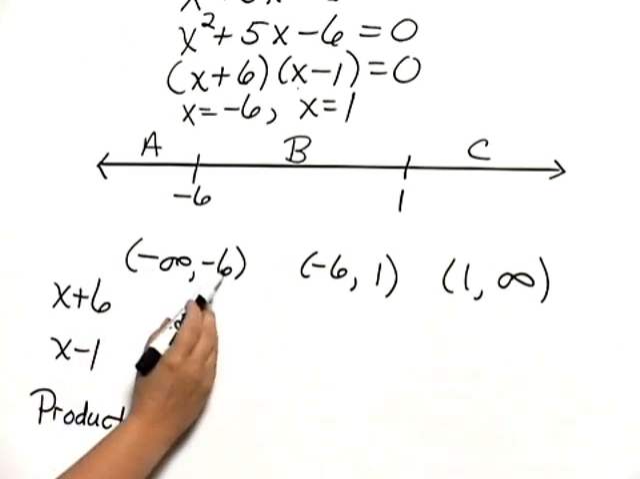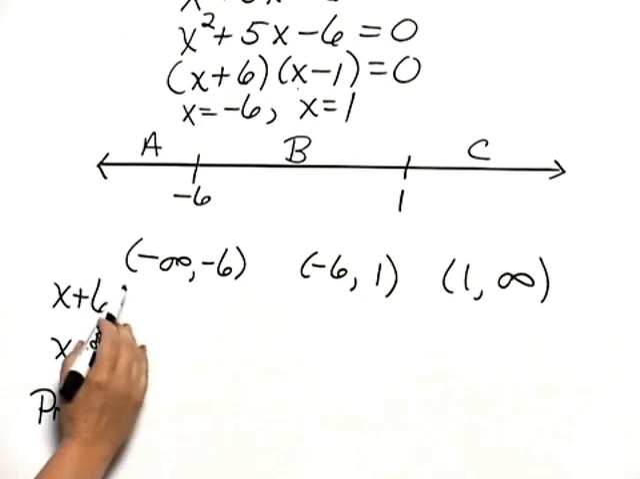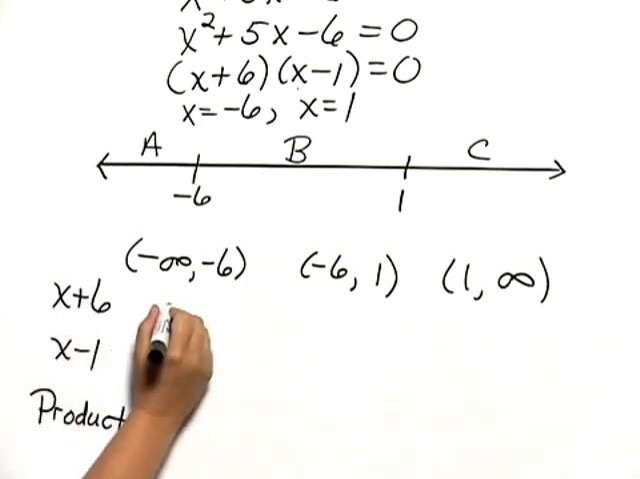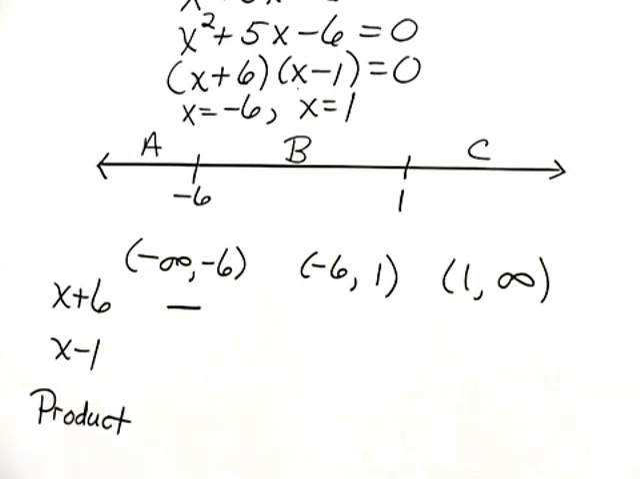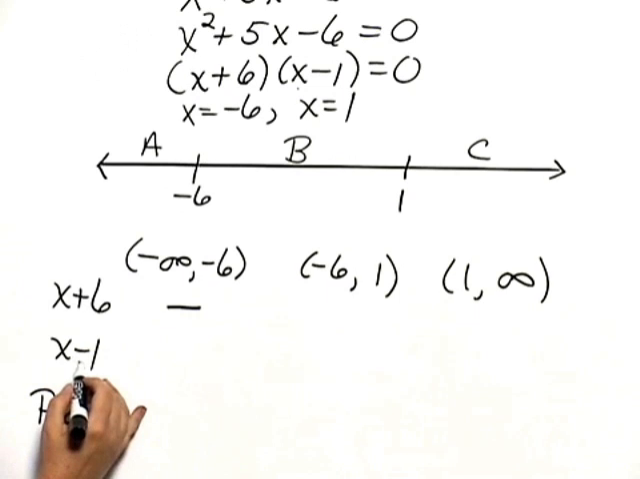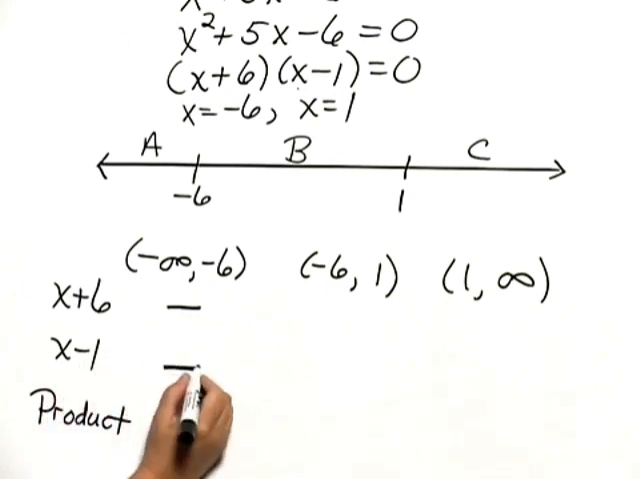In here, we have x less than negative 6. Well, when x is less than negative 6, this factor will be negative. So it's always negative. Here, when we have x less than negative 6, this factor will also be negative. And then the product of the two negatives will be positive.